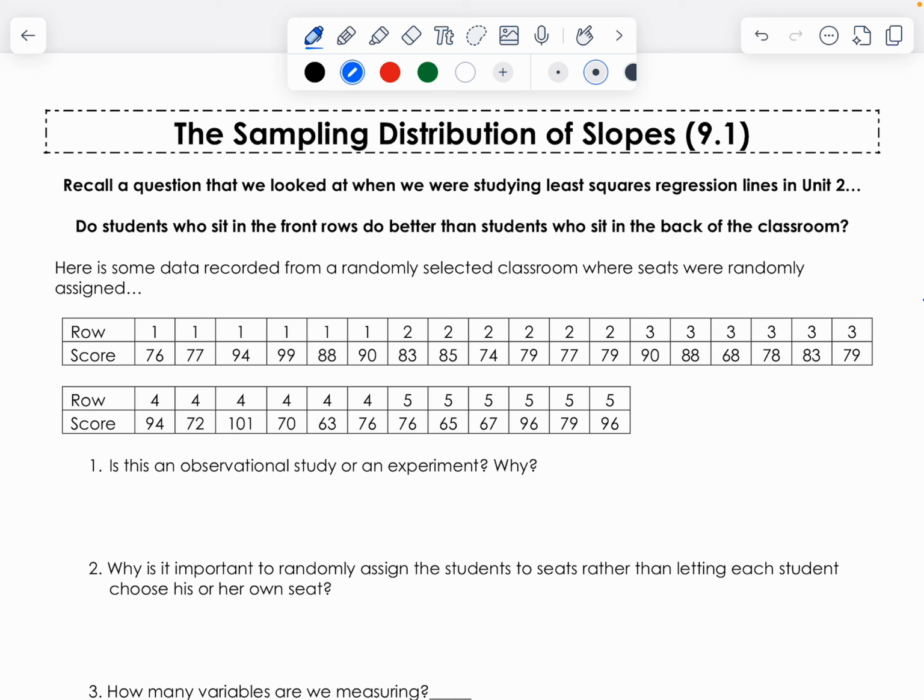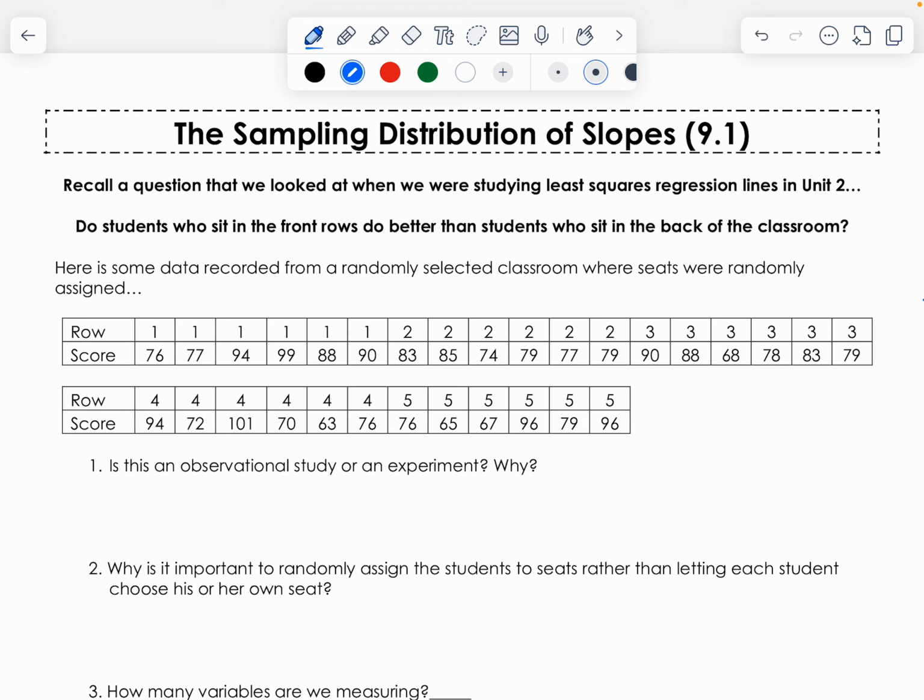And so Unit 9 is all about slopes. And so we are going to jump way back in time, back to Unit 2, where we talked about regression lines. And we're going to apply a lot of that knowledge today especially, but also tomorrow and the following day as well. So this is a question we have already looked at.